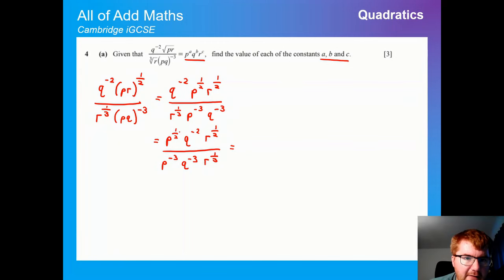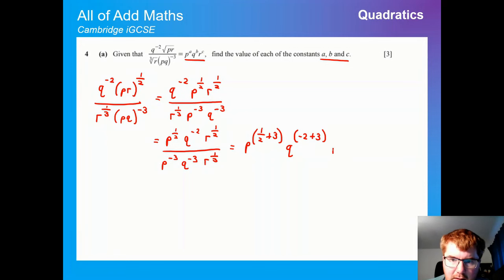So let's look at the first part of the question. Here we have p to the power of a half divided by p to the power of minus 3. Well, that's the same as p to the power of a half plus 3. We do the same with the next part, so we get q to the power of minus 2 plus 3, and then r to the power of a half minus a third. Now, if you're comfortable with this topic, you don't need to break it down in this way. If you're relatively new, then this is a good approach to take.